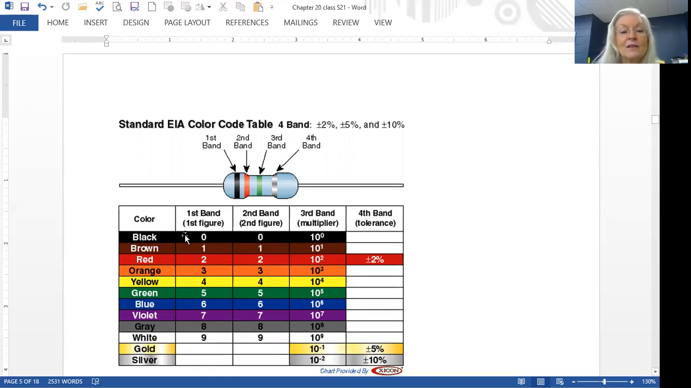If the first band is black, that corresponds to 0. If the second band is red, that corresponds to 2. And the third band is a multiplying factor that goes with an exponent of 10, and green would be 5.